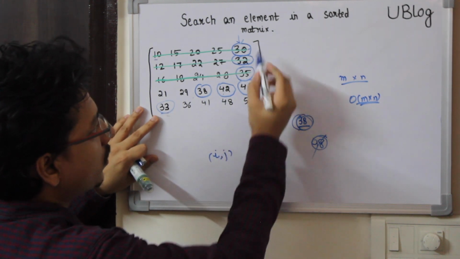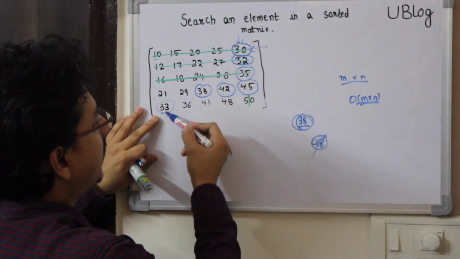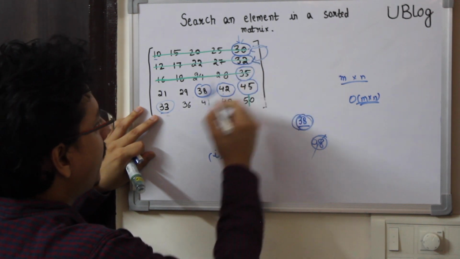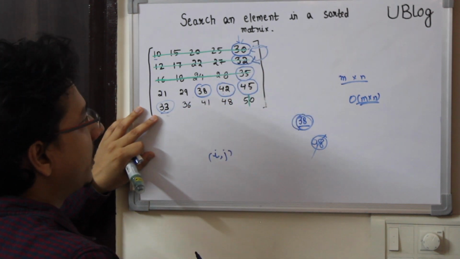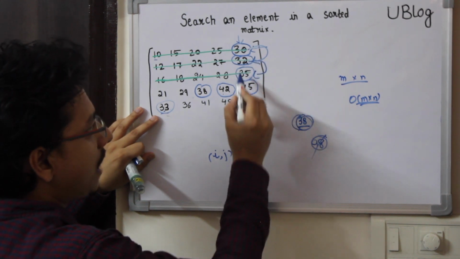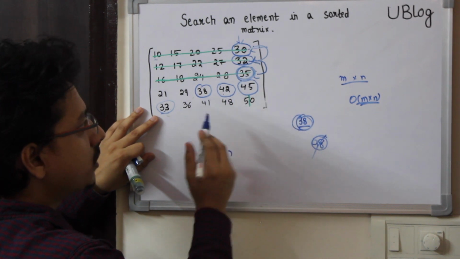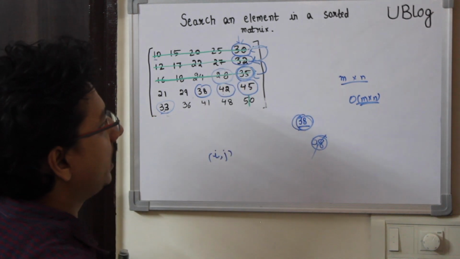So how will I proceed? I will come to 38. 33 is smaller than this, so I move to 32. Now I compare 32 with 33. So my 33 is greater than 32, so I move downwards. So I am at 35. Now I compare 33 with 35. So it is smaller, so I move to 38, 28.